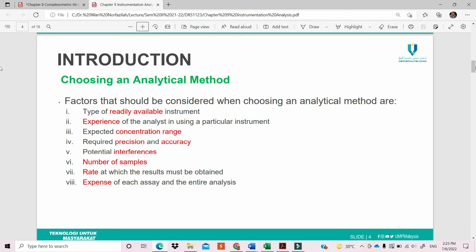rate at which the results must be obtained. Some instrument can give you very fast results. Some need a few days. So you need to consider all these factors. And also the last one is expenses of each assay and the entire analysis. Some instrument is very high cost. Some instrument is very cheap. So you need to consider all these factors when you want to choose the suitable analytical method.